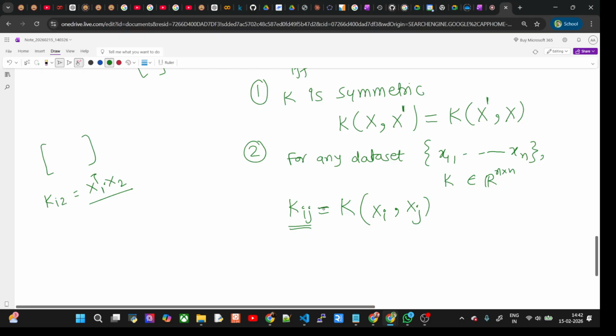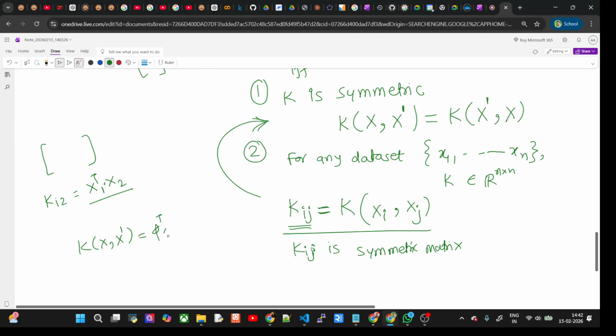Okay, because K is already symmetric, from that we can say that K_ij is also symmetric. You can derive it, but I'm not going into the derivation, so I'm just directly writing that K_ij is also a symmetric matrix, as we have already derived here. What is this? K is equal to phi of x comma phi of x prime.